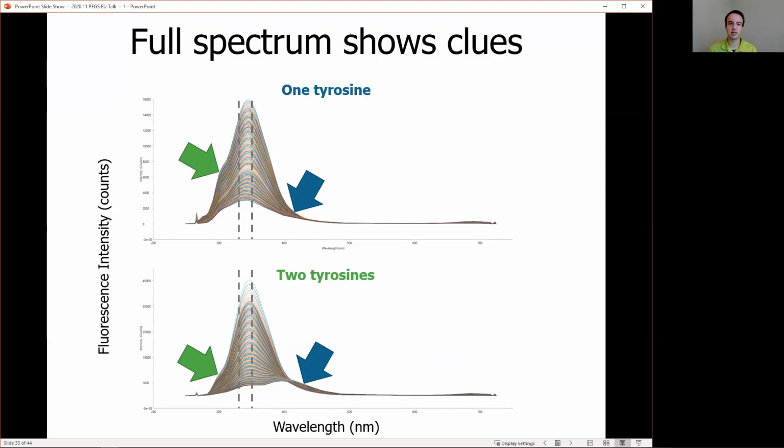We actually take this data and look at where the 350 and 330 nanometer ratios hit on this fluorescence, we can understand how those would miss both the tyrosine signal peak shown on the shoulder and miss that red shift that's more shown by the blue arrow in the two tyrosine protein.